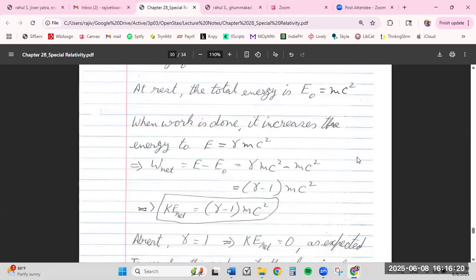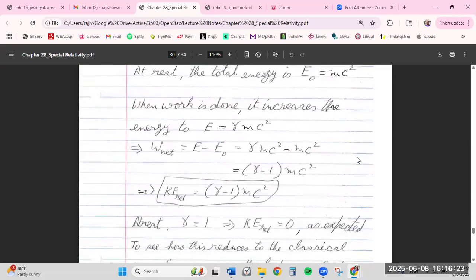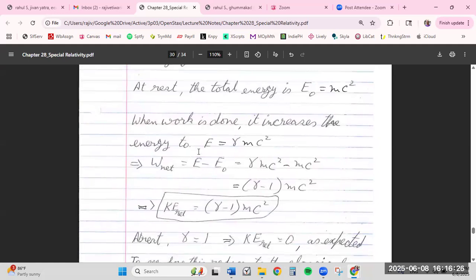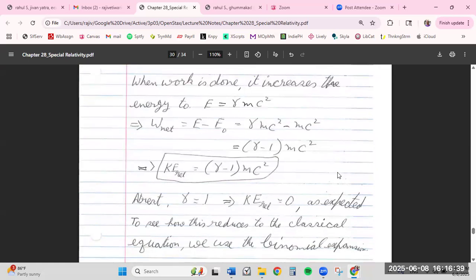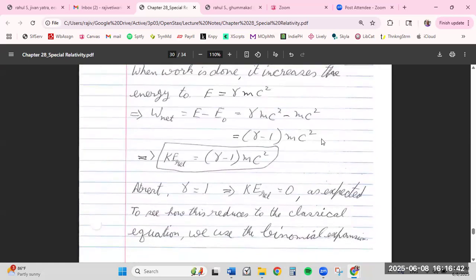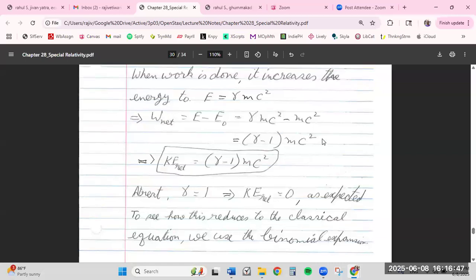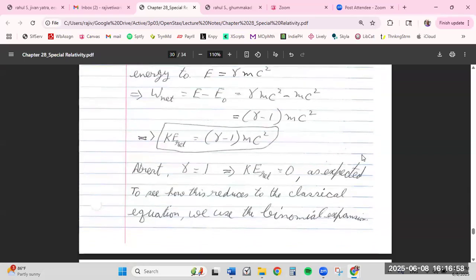When you do work on it, this energy increases, and the total energy becomes gamma mc squared. So the net work which is done is the final energy minus the initial energy, or gamma mc squared minus mc squared. If you factor out mc squared, you get gamma minus 1 times mc squared. So that should be the equation for the relativistic kinetic energy. Relativistic kinetic energy is gamma minus 1 times mc squared.